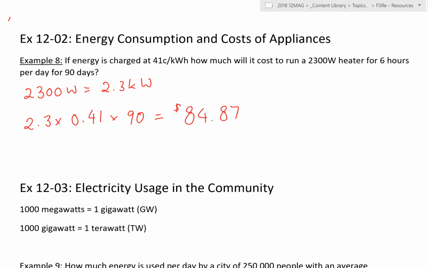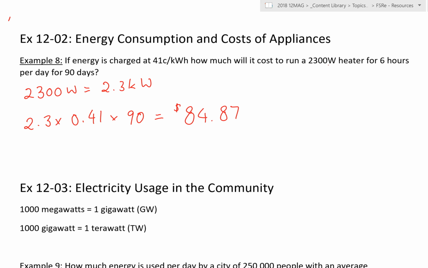Now, that's a reasonable sort of figure. If you think about that, a 2,300 watt heater is not a massive heater. It'll certainly heat a reasonable sized room. 6 hours a day for 90 days, over winter. Maybe running a heater in your bedroom at night time might cost you $90 over the 3 months of winter. Not entirely unreasonable figures.